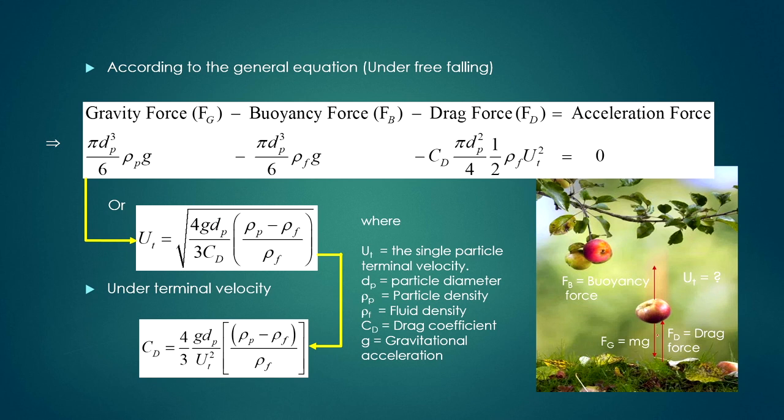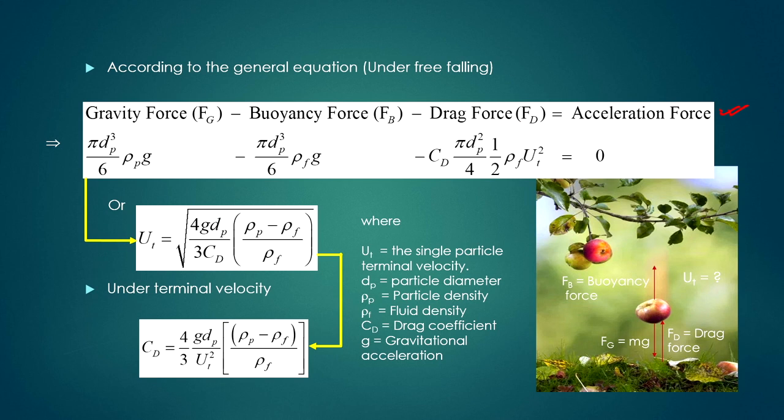Whenever the apple is falling downward, it will be under the forces of gravity, drag force and buoyancy force. And at the terminal velocity condition, there will be no acceleration force. That means the particle will be falling down at a steady speed. So, in that case, we can write this force balance as earlier: gravity force minus buoyancy force minus drag force will be equal to acceleration force.